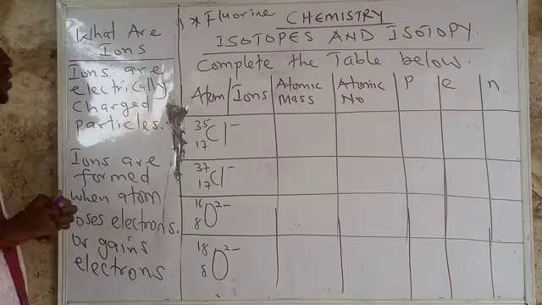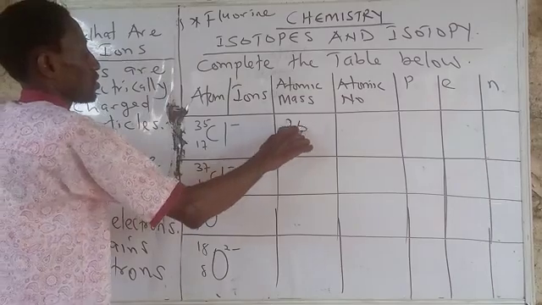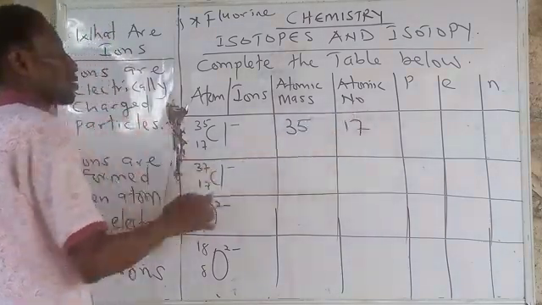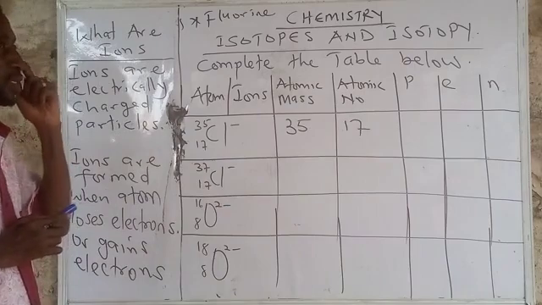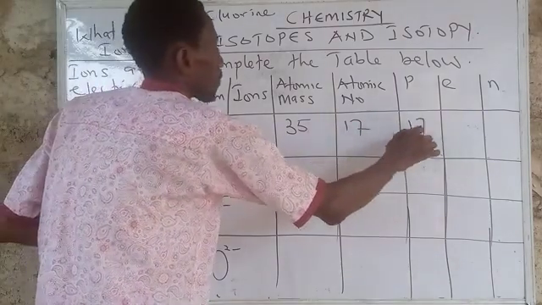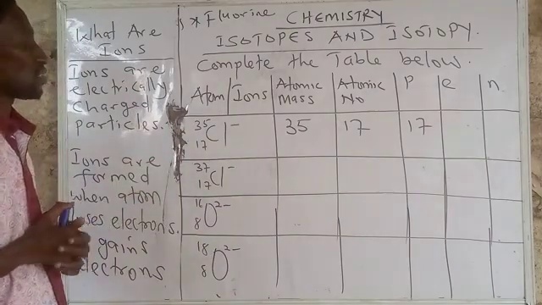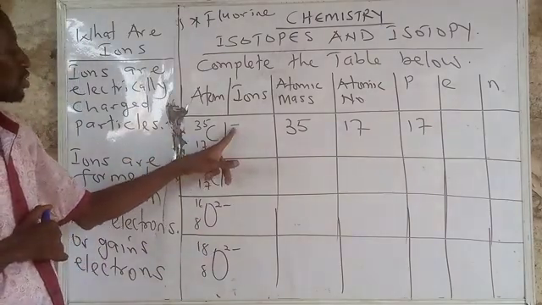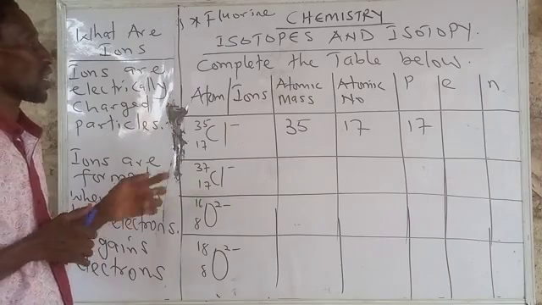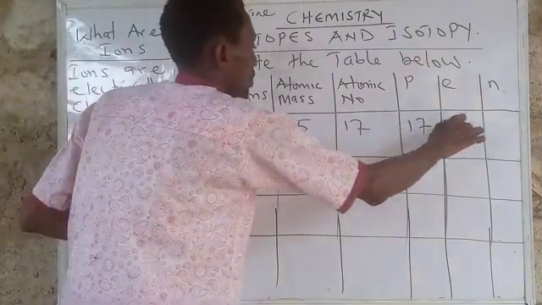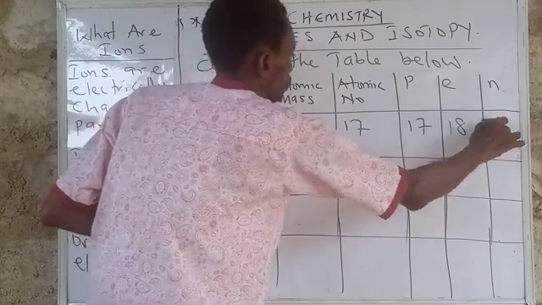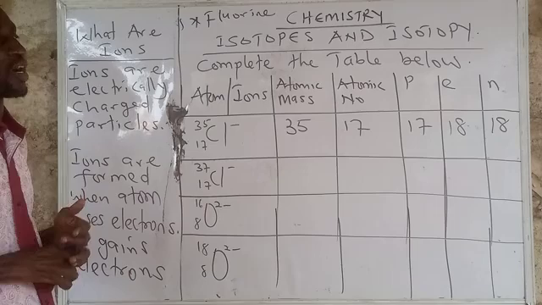What is the atomic mass, the mass number? The mass number is 35. What's the atomic number? The atomic number is 17. And don't forget, atomic number is as well the number of protons. Alright, but in this case, this chlorine has gained 1 electron. Definitely its number of electrons has increased. It cannot be 17 again. So that will be 18. The number of neutrons remains unchanged. That's also 18. We subtract 17 from 35.